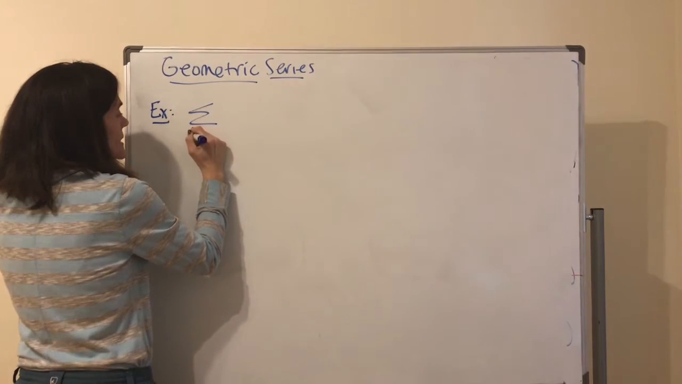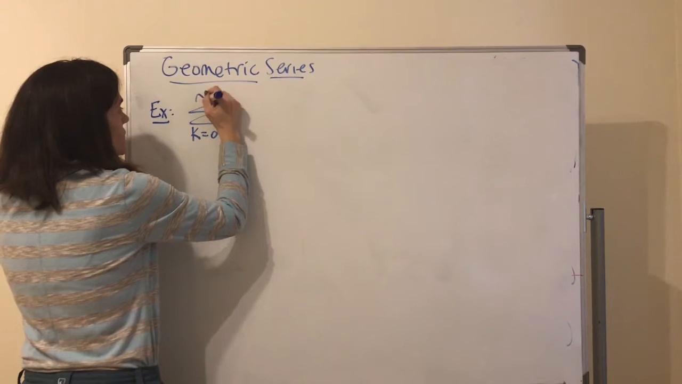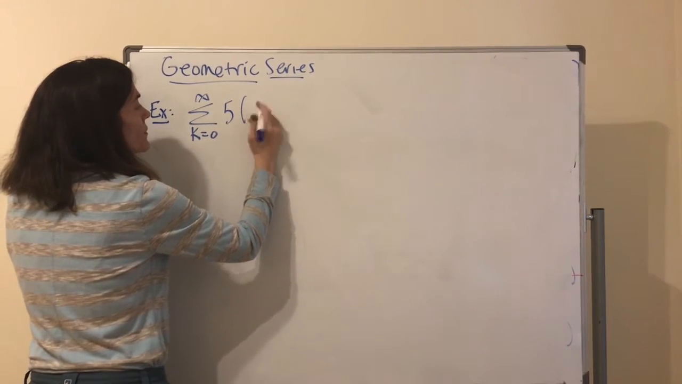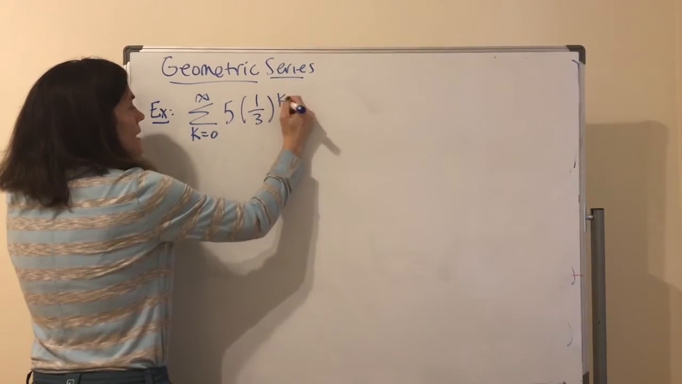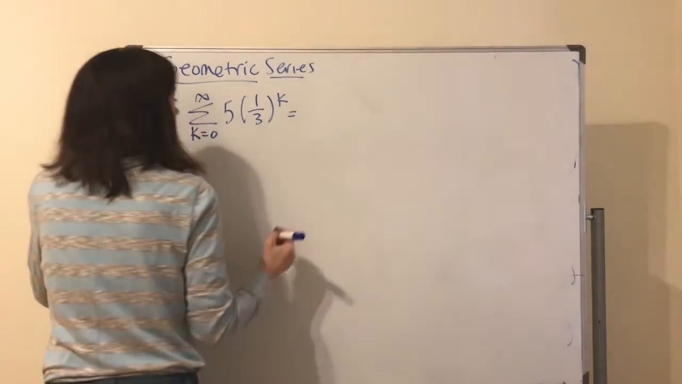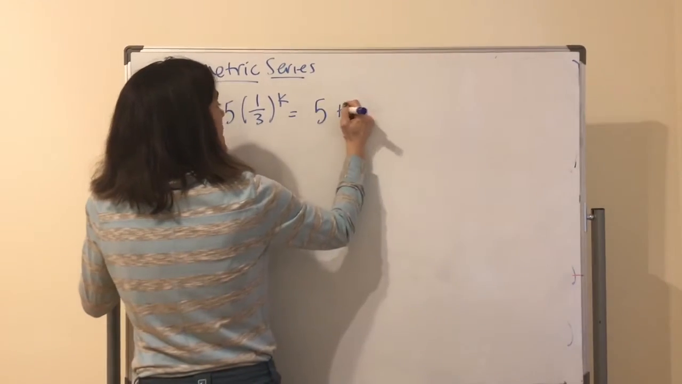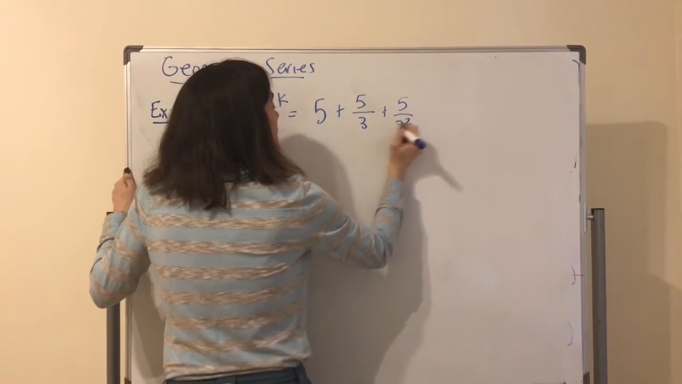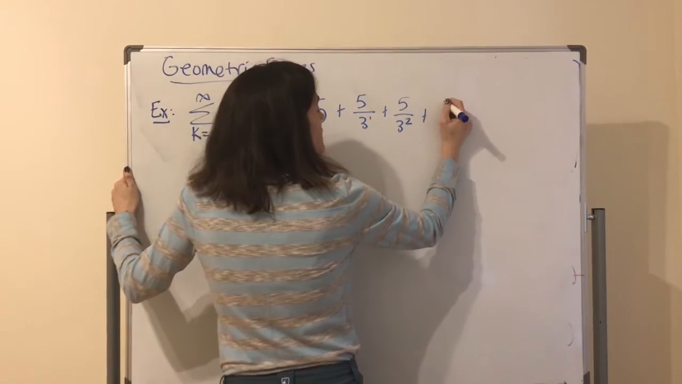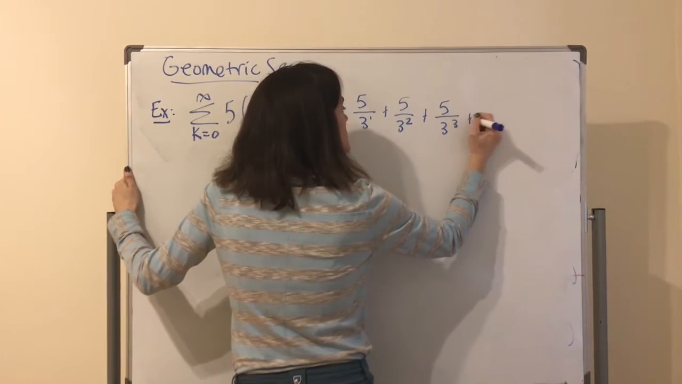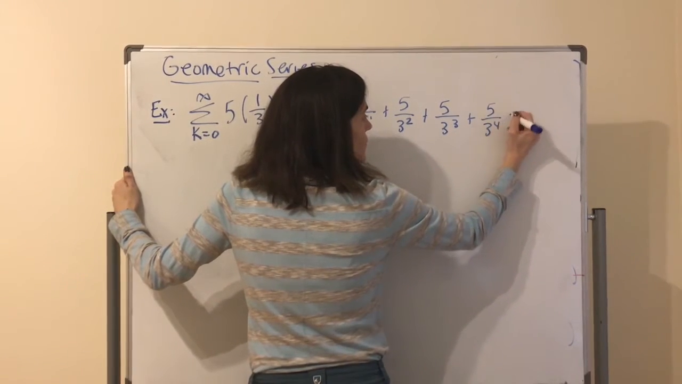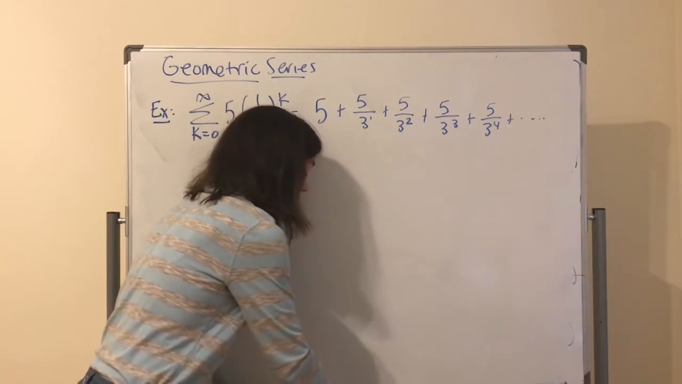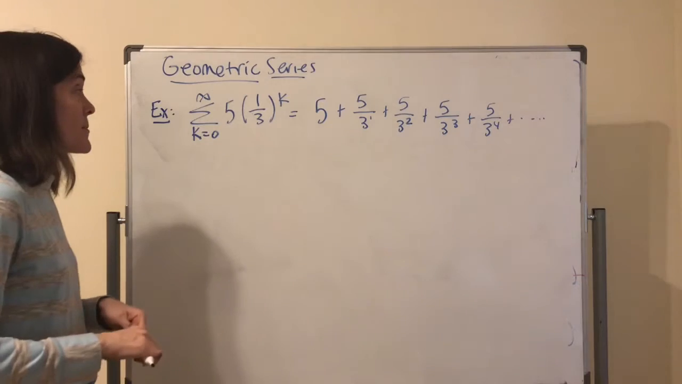Here is one. Let's say the sum from k equals 0 to infinity of 5 times (1/3) to the k. Okay, so let's write out some terms. When k equals 0, I have 5, and then I have 5 over 3, and then I have 5 over 3 squared. I'll put the to the 1, and then I have 5 over 3 cubed, 5 over 3 to the 4th, etc. The more general way to write this, or all of these, they have the same pattern.